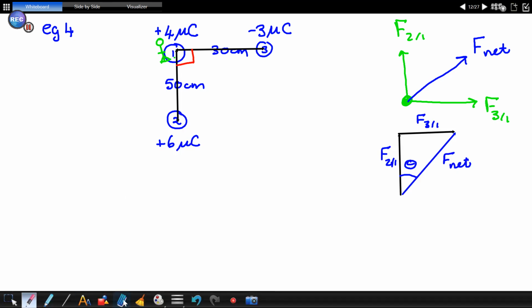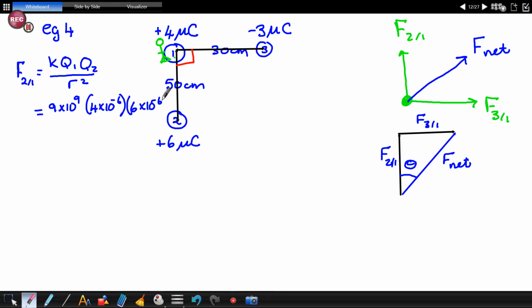Okay. So the first thing we need to do is to get the force of 2 on 1. And we use Coulomb's law. Q1 Q2 over R squared. K is 9 times 10 to the 9. Q1 is 4 times 10 to the minus 6. And Q2 is 6 times 10 to the minus 6. And the distance is 0.5, and that needs to be squared. So you get 0.864 newtons upwards.